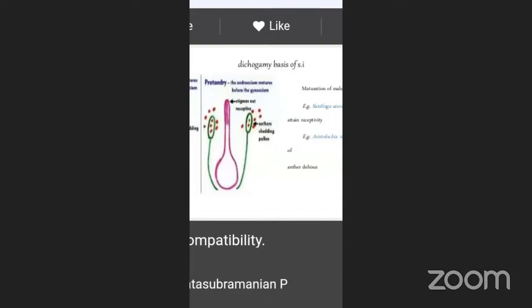So what are the advantages and biological significance of sex incompatibility? Here we can see the sex incompatibility.